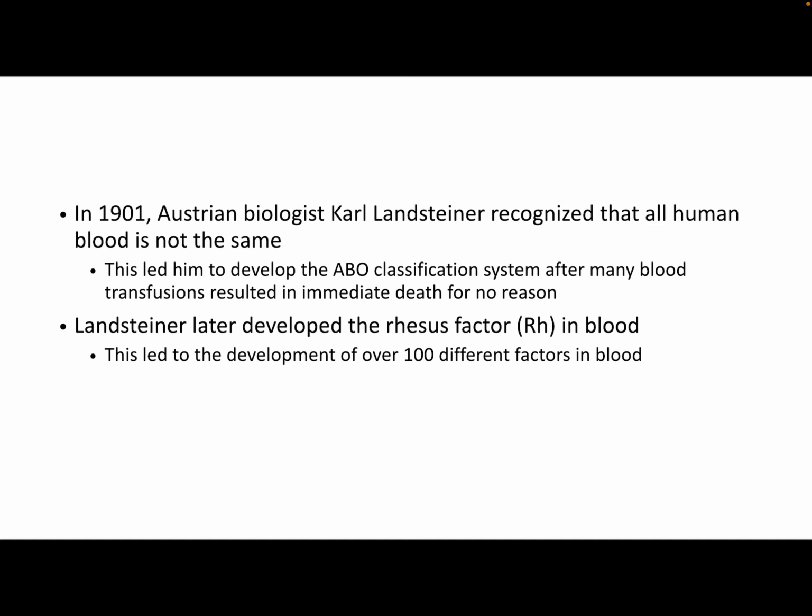And this further led to the development of over 100 different factors in blood. So there are individuals that have certain antigens or certain proteins that they produce. And so they can test more than just blood type. So there are individuals that might have leukemia, that in order to help them, they need certain antigens. So there's only so many people that produce those particular antigens. So they can test for those things and those specific factors in blood.